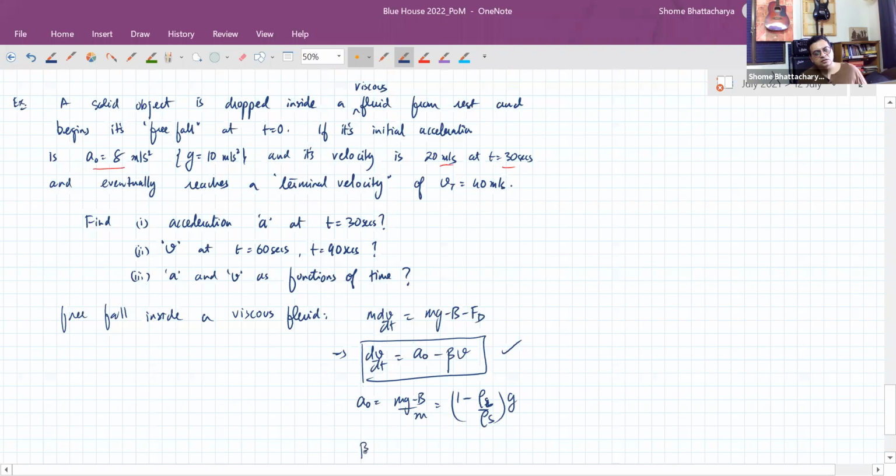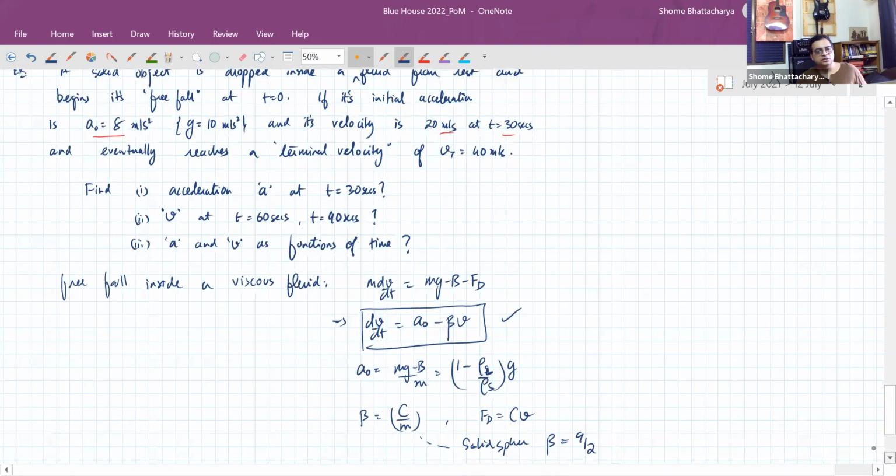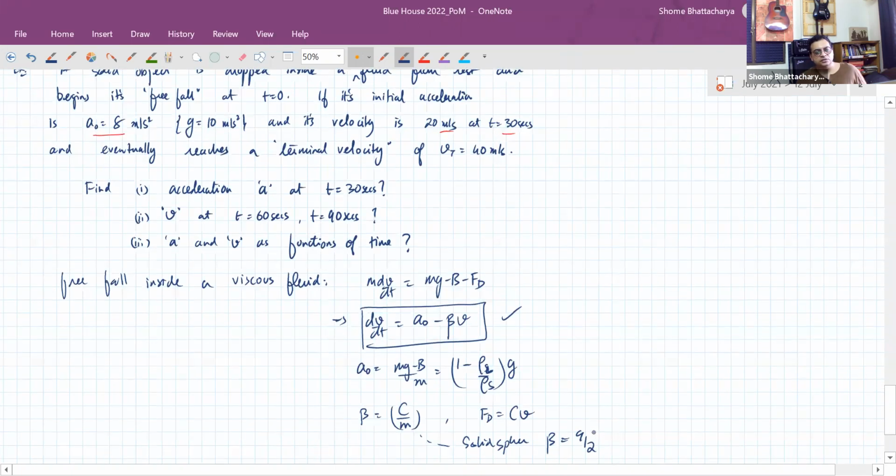And your beta will actually be the coefficient of the drag force divided by the mass of the body, where the drag force has a magnitude of c into v. So if it is a solid sphere, then your beta has that standard value that we had seen. Otherwise, it has some other value, but it's a similar kind of term with similar dimensions and similar relationship with the coefficient of viscosity and all that.